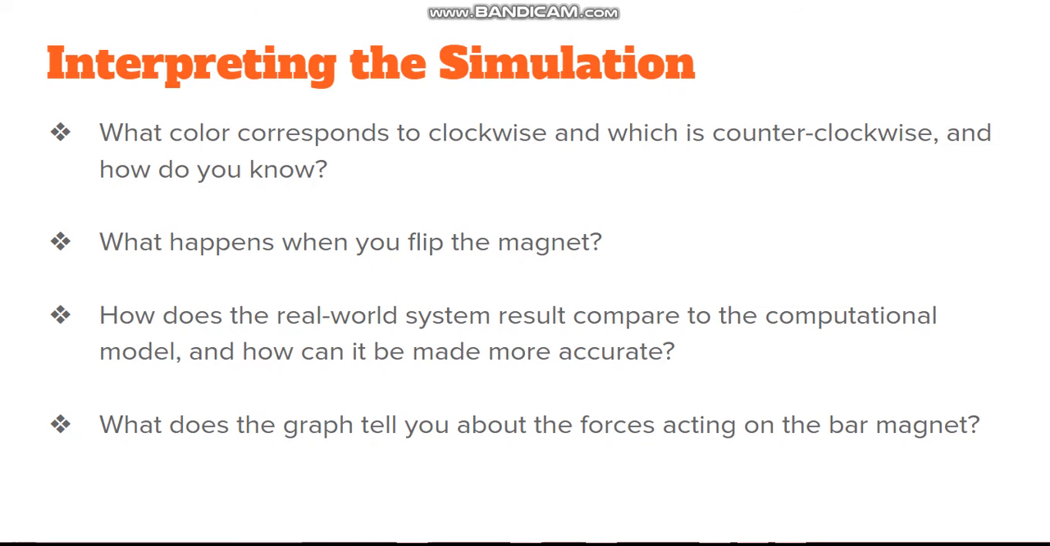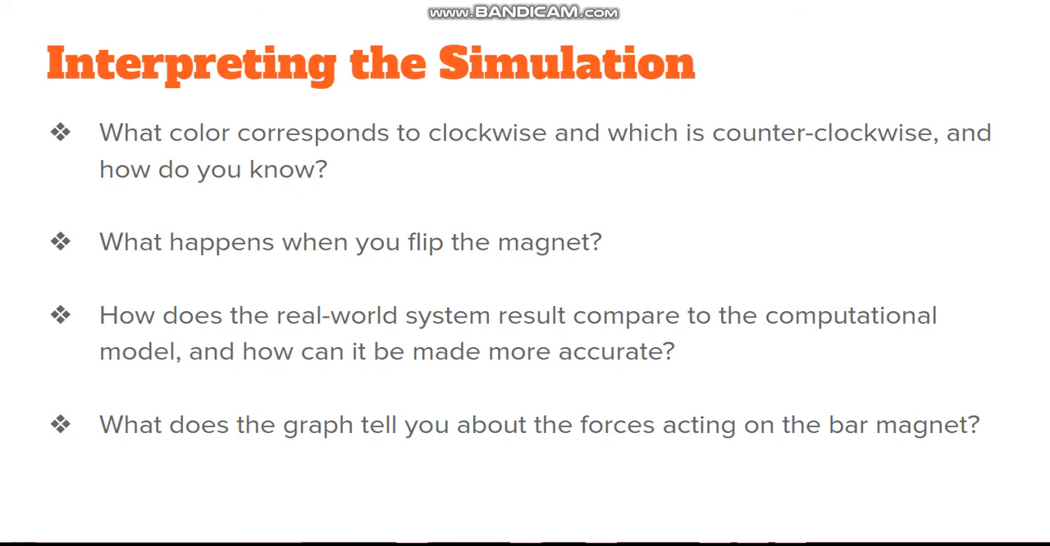And because these rings need to create a magnetic field that opposes this change in magnetic flux, the direction of the current will be clockwise so that its magnetic field will point down to oppose this change. And because my simulation shows this color as red, I think that red is clockwise. So what happens when you flip the magnet? The dynamics of the system basically just flip, and the magnetic flux and the induced current also flip.